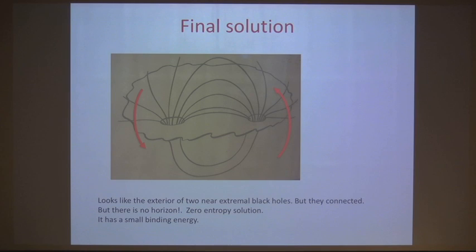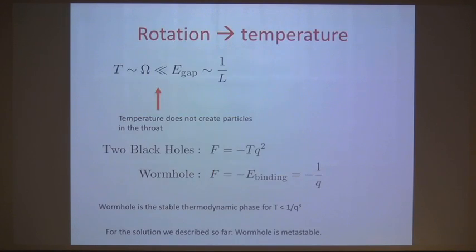From the outside, it looks like the exterior of two extremal black holes, but they are connected. There is no horizon, and it has zero entropy, and it has a small binding energy. The fact that there is a rotation implies that there is some temperature.